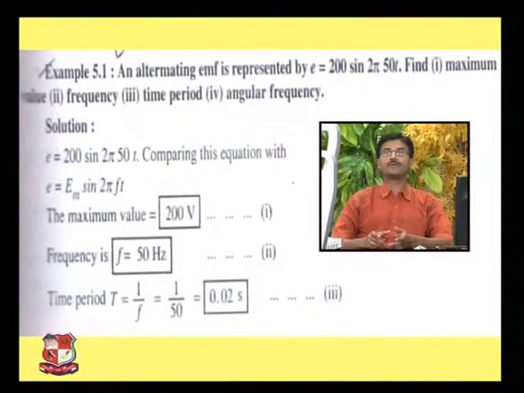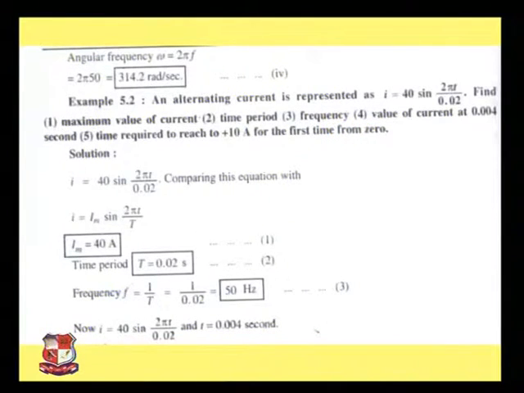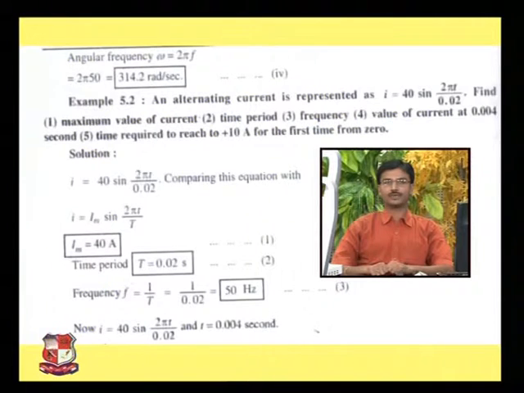We can also find out frequency by comparing both equations. Frequency small f is equal to 50 Hz. And time period, that is capital T, is equal to 1 upon f. So 1 upon 50 is equal to 0.02 second. Angular frequency omega is equal to 2 pi f. So omega is equal to 2 into pi into 50. So we get 314.2 radian per second. That is the final answer for omega, angular frequency.